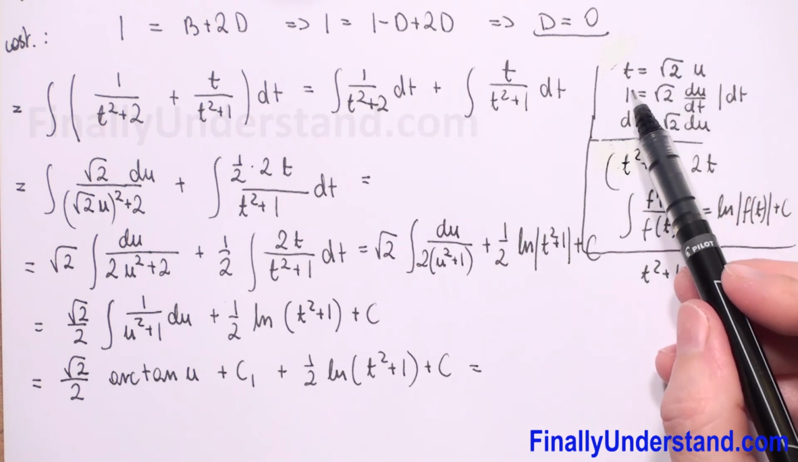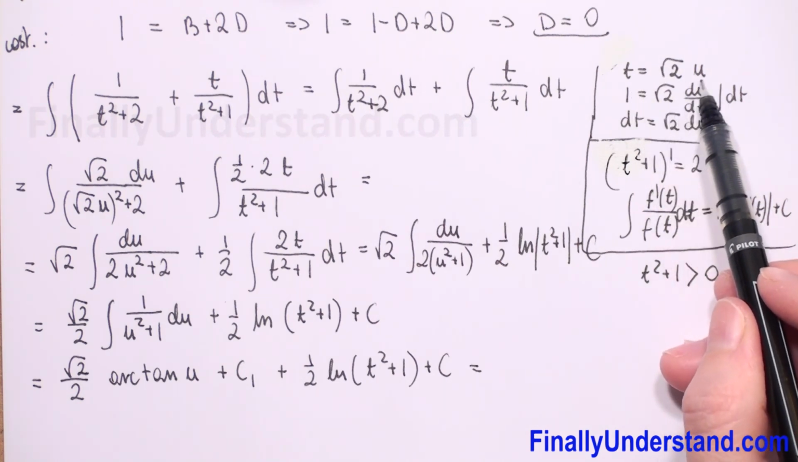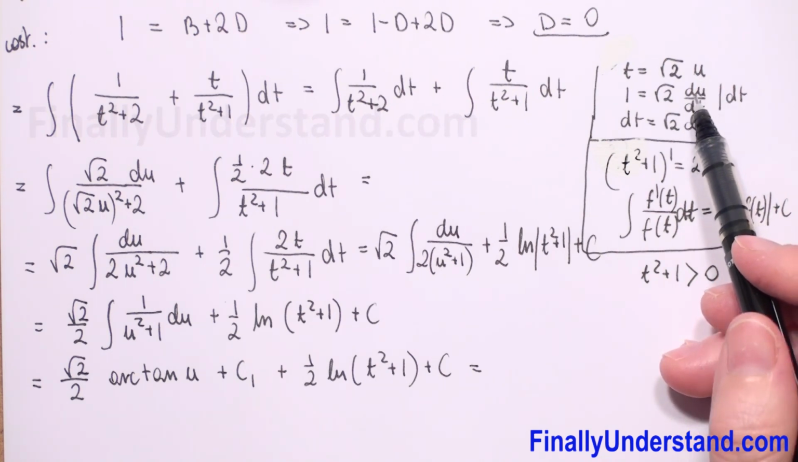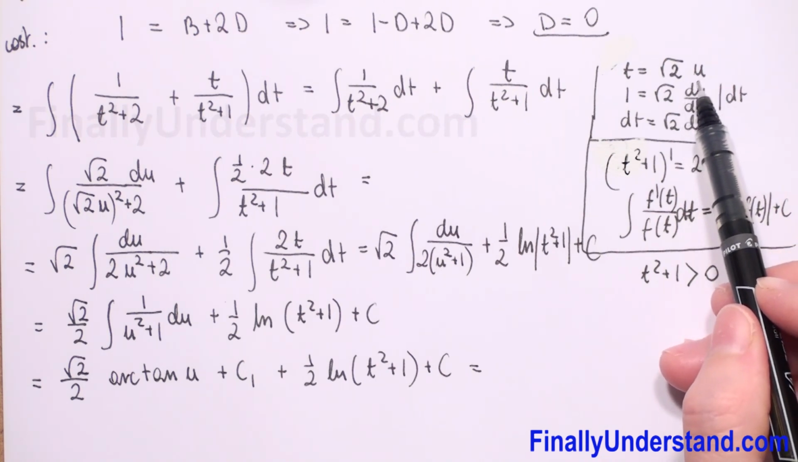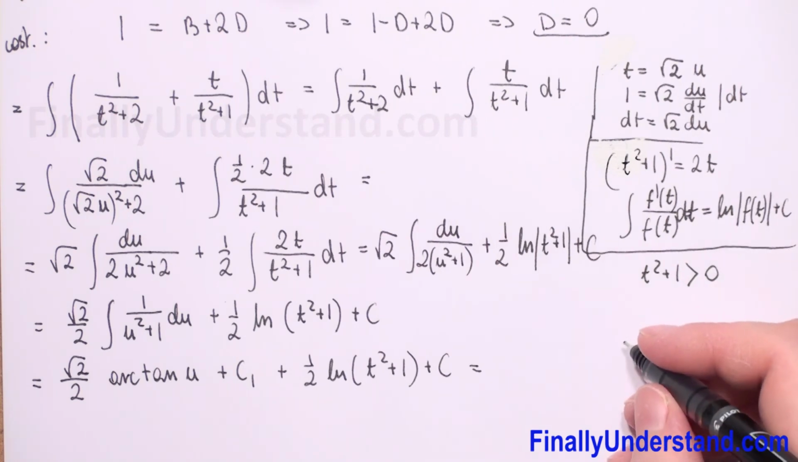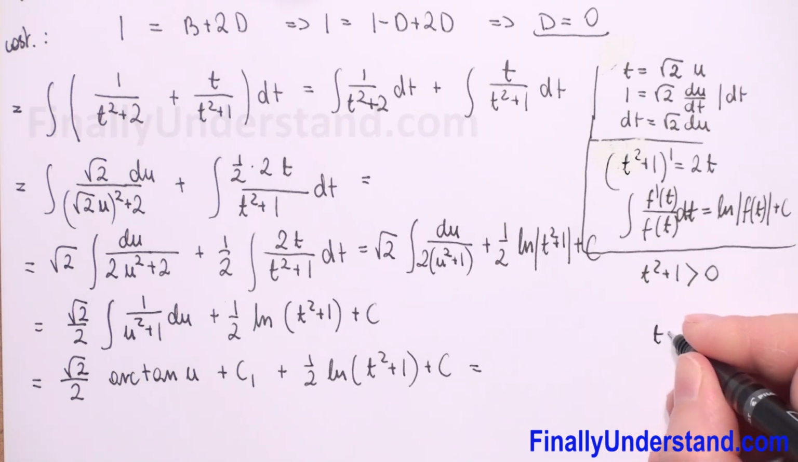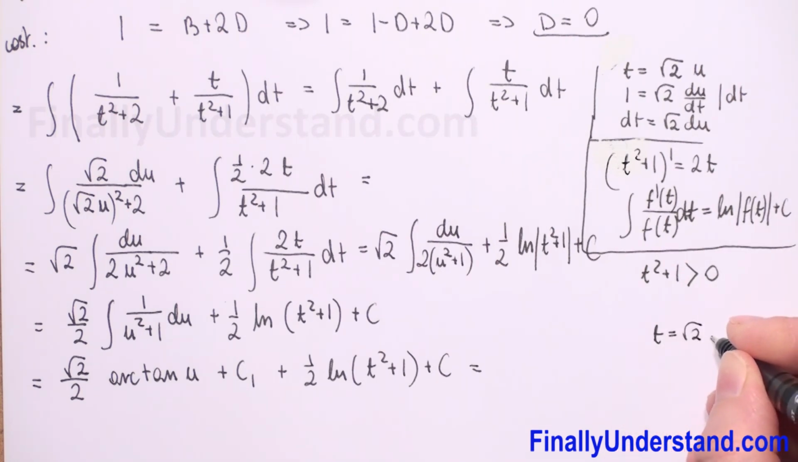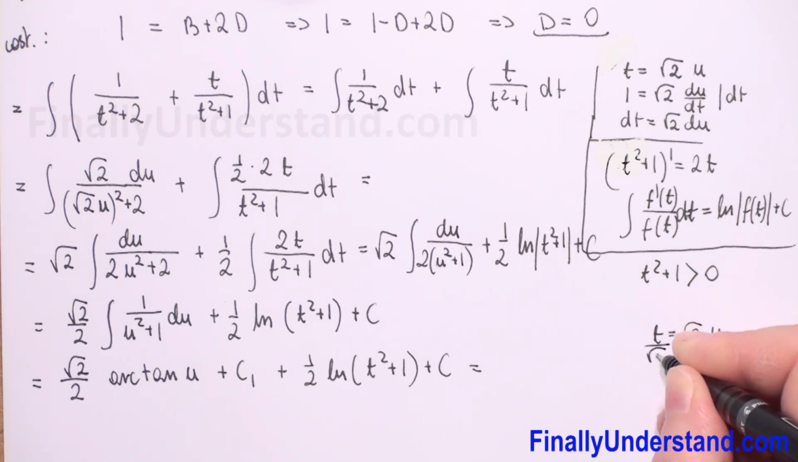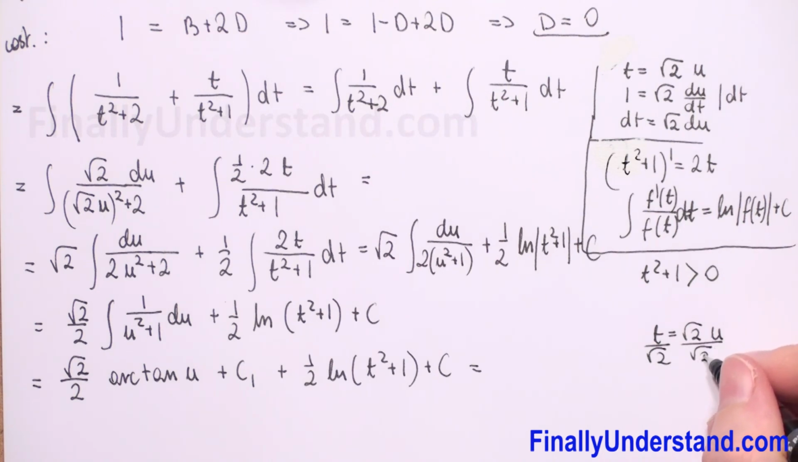We have that t is equal to square root of 2 times u. So to find u, we will divide both sides by square root of 2. Let me copy this. We have t is equal to square root of 2 times u. Now we divide both sides by square root of 2. So we will reduce the square root, and we have that u is equal to t over square root of 2.